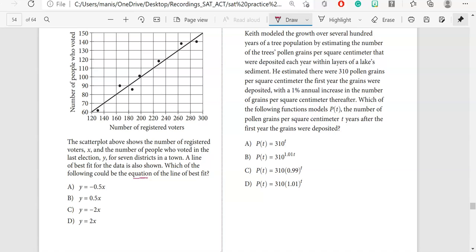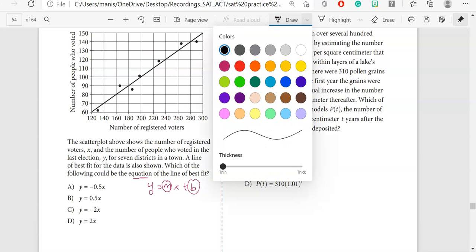Whenever the word equation of line comes over here, I will use my formula y is equal to mx plus b. Now since I'm using my formula y equal to mx plus b, the first thing that comes to my mind is I will find the value of m and I will find the value of b. Okay, it's the same procedure as I did in the previous question.